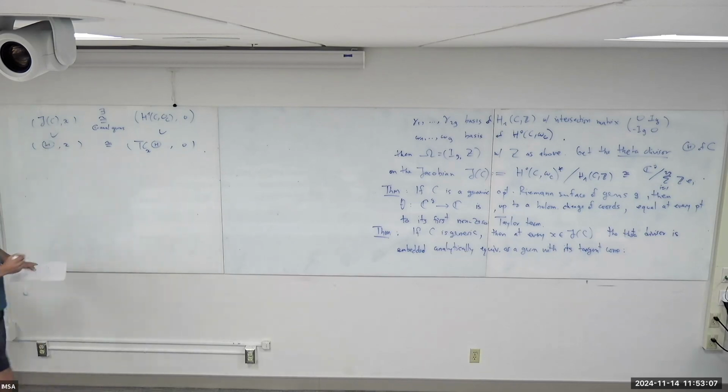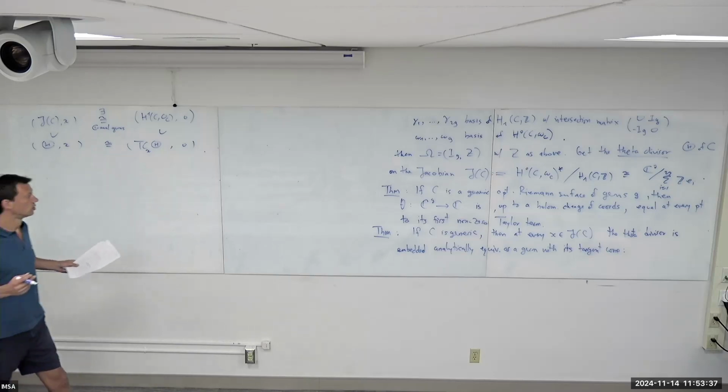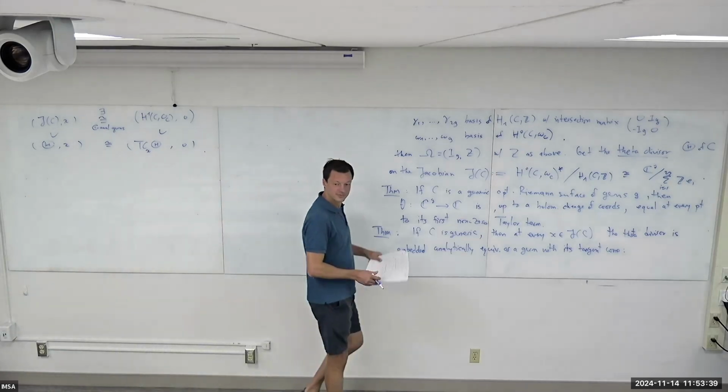So, when you say generic, it means outside of what? Zariski closed subset. And you know the codimension of the complement? Codimension could be big. Yeah. So this is my theorem.